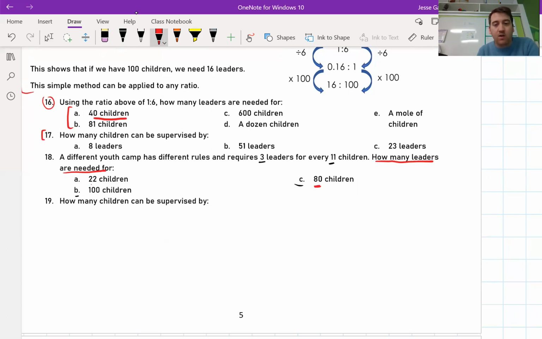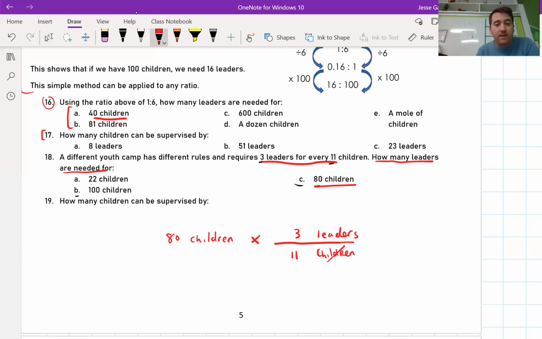That's the question. How many leaders are needed for 80 children? So I'm going to go ahead and write down what I know. I know I've got 80 children. I want to convert to leaders, so I'm going to times by children on the bottom, because I want that to cancel, to leaders. So this is our relationship. It's essentially the same thing as the ratio, children to leaders. We know from our question, 3 leaders for every 11 children. So that's what I put here, 3 leaders, 11 children.